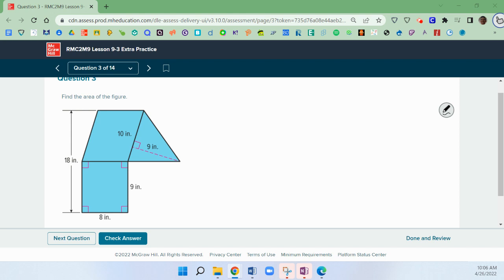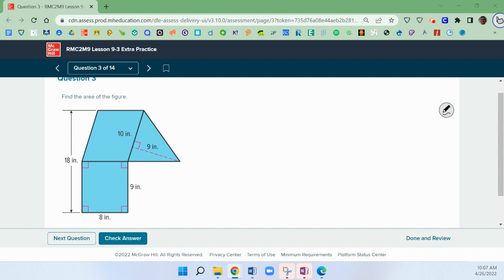Okay, all right, so this is a tricky one. I see this, we have to decompose it. We got to break it into shapes that we know formulas for. So I can see three shapes here. Two of them will be fairly simple. One of them will be a bit tricky, so let's get after it.